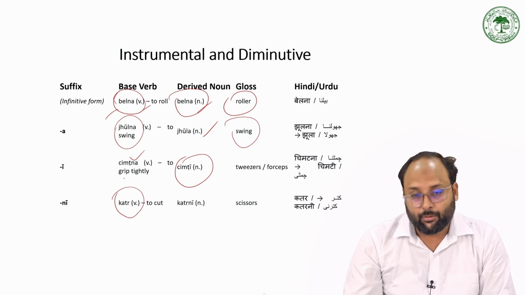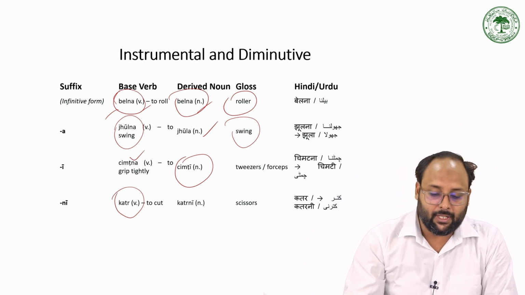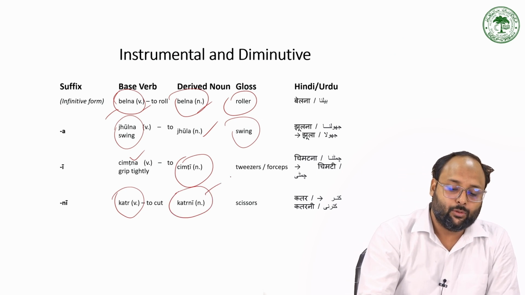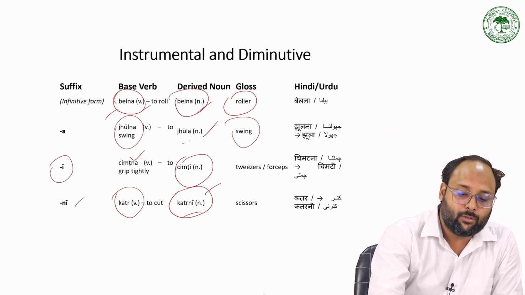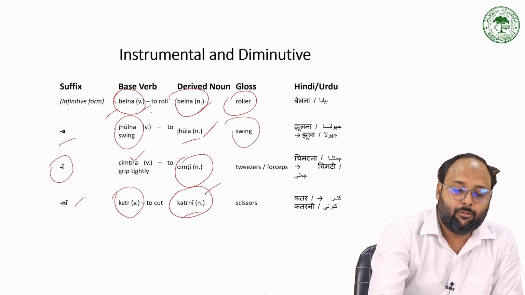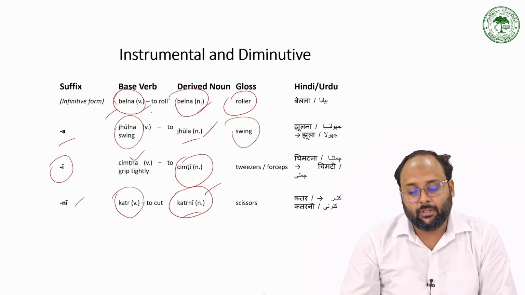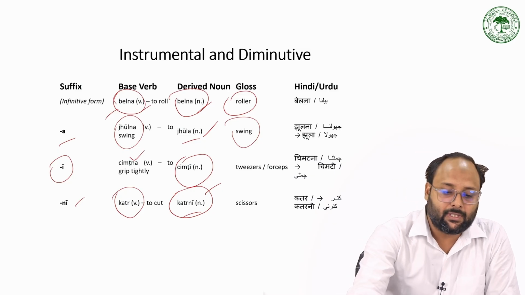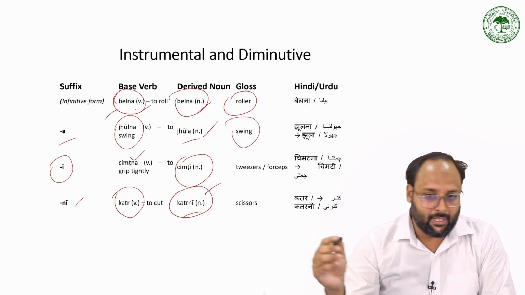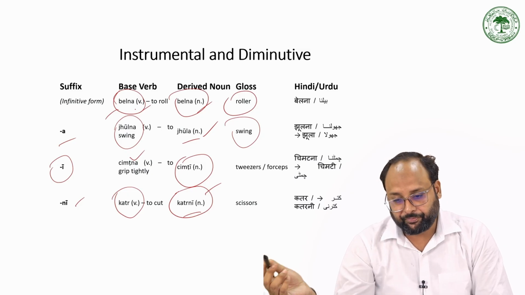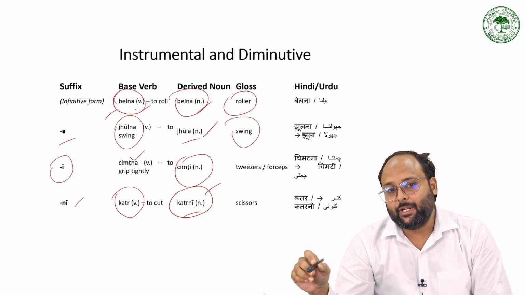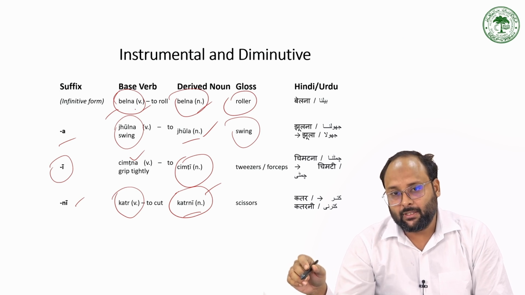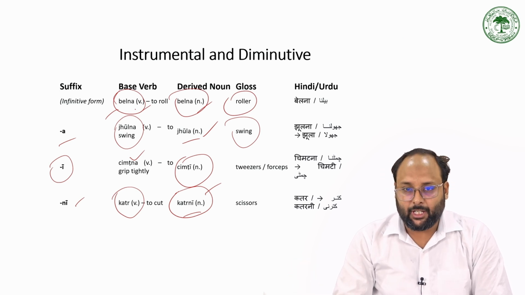Katarna is the verb, so the root form is katar, it changes into katarni. So here we have the ni suffix in this katarni, in chimti we have the e suffix, in jhula we have a suffix, in velna there is no suffix adding. We do not add any suffix in the velna, but this velna occurs as verb and this velna occurs as noun. So we can understand the differences between the noun and verb through the context. So these are the instrumental and diminutive.